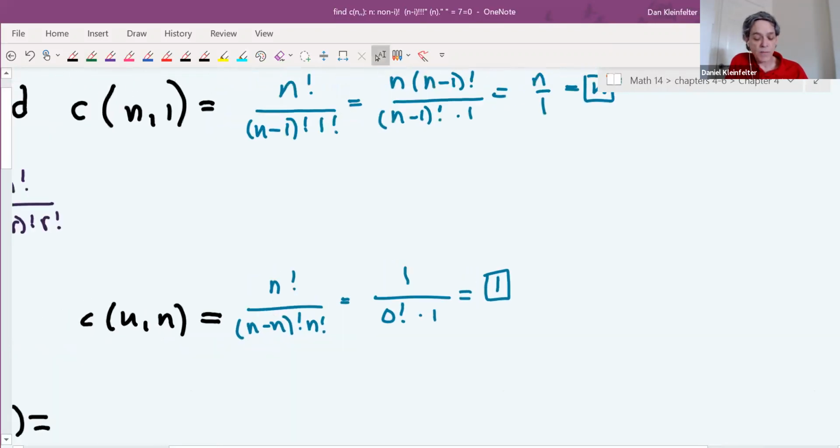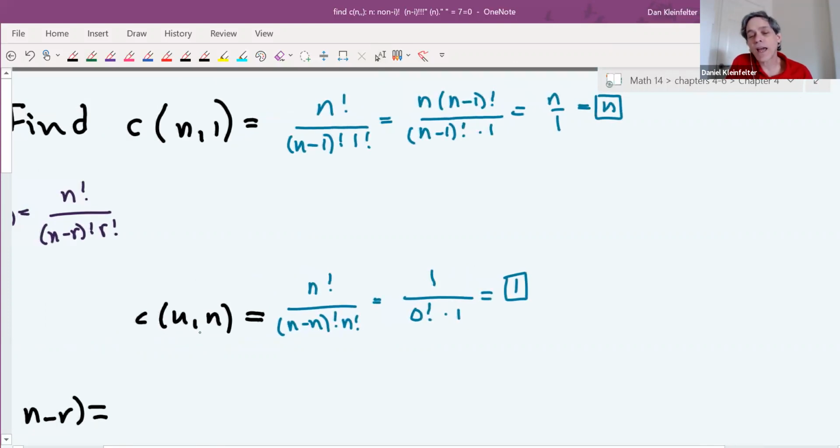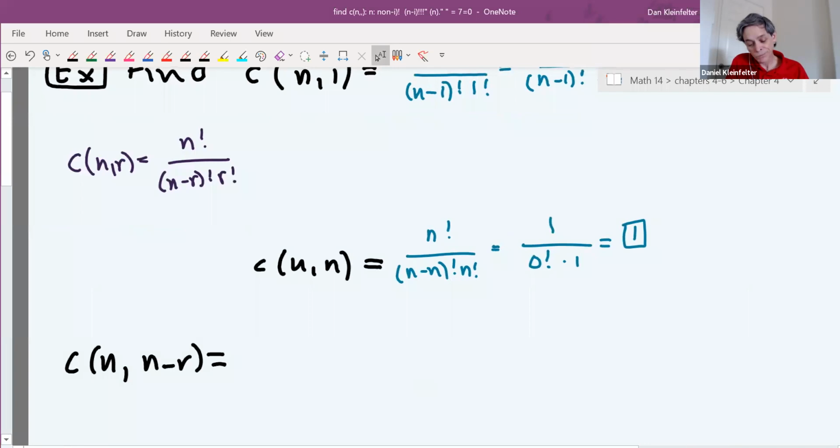And again, this should appeal to your intuition as well. If you have n total things and you're going to choose all of them and the order they're in doesn't matter, there should be only one way for that to happen. And so that should make sense.